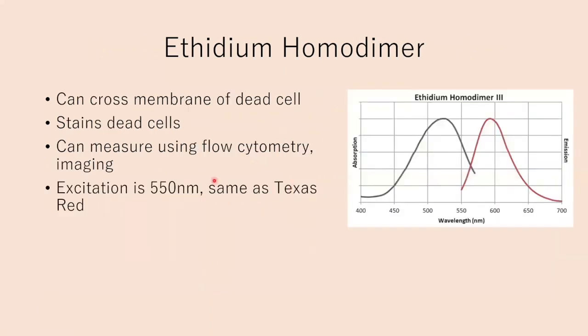And you can measure this. You can count your cells with flow cytometry, or you can use a fluorescent microscope. And Ethidium homodimer fluoresces on about the same wavelength as Texas red. So it's fairly easy to measure in that sense.